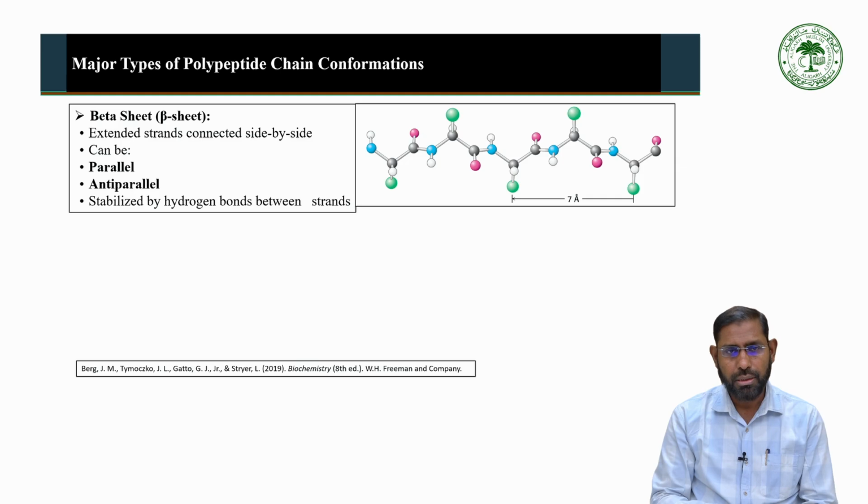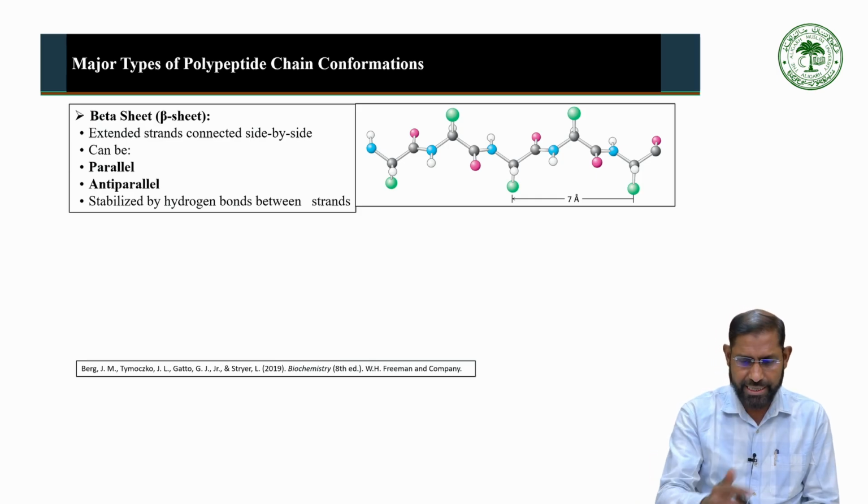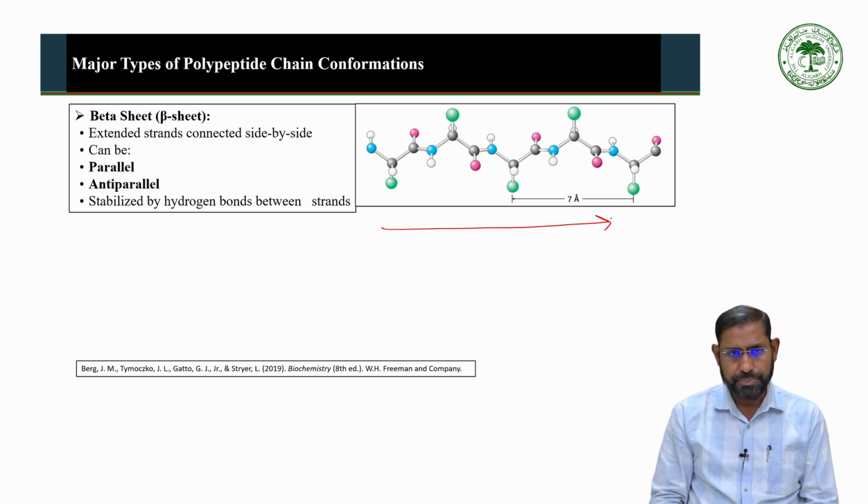The other conformation is the beta sheet. It is extended strands connected side by side. See, this is very extended. It can be parallel or anti-parallel, both features are available, and it is stabilized by hydrogen bonds between the strands.